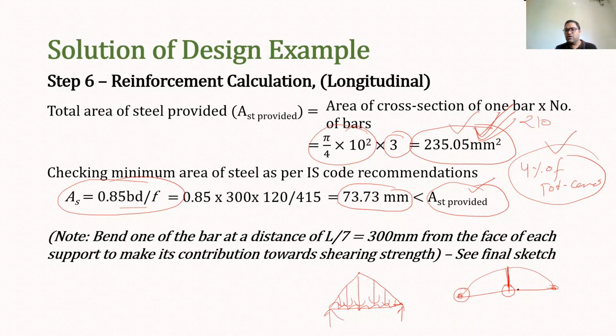Therefore, we are providing 3 bars at the midspan, and at the support, we will have only 2 bars. 1 bar will bend up, and that bent up bar will resist the shear force. So that is what we are doing. Here we have written bending one of the bars at a distance L by 7. Generally we bend the bar at L by 7 distance from the face of each support to make its contribution towards the shearing strength. So basically we are actually increasing the shearing strength of the lintel beam.